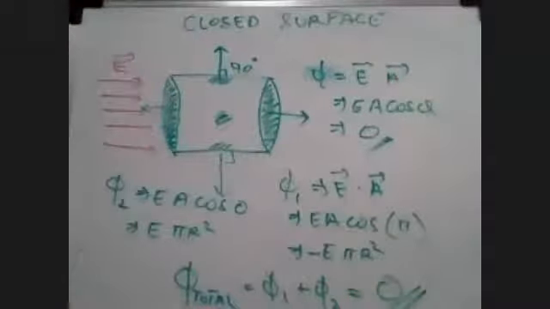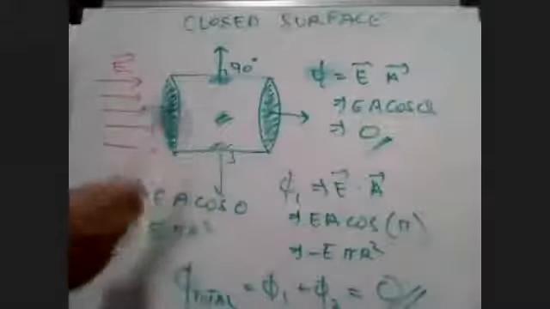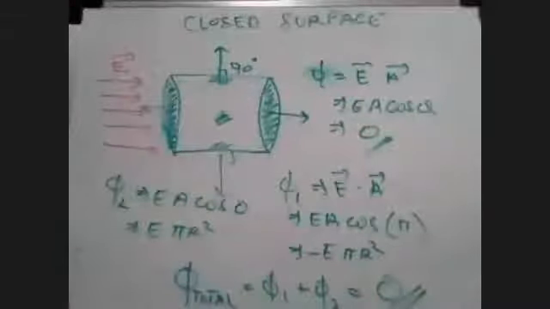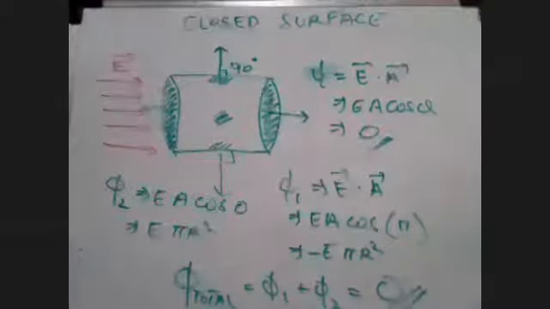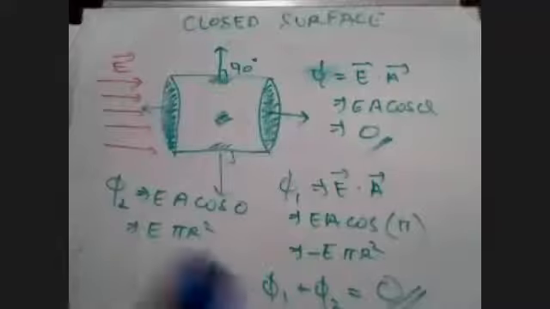So, one thing for you all to understand: electric field lines passing through a closed surface is always what? 0. The net flux through a closed surface is 0. Okay, I'm rubbing it off.